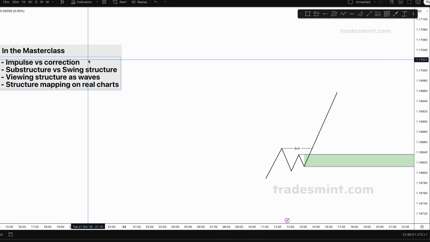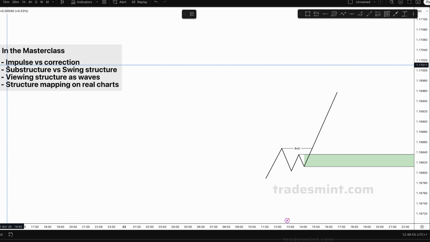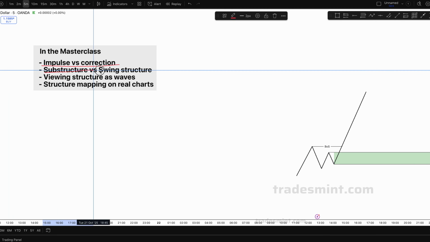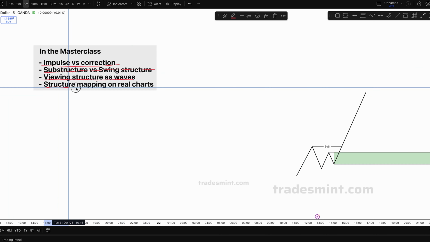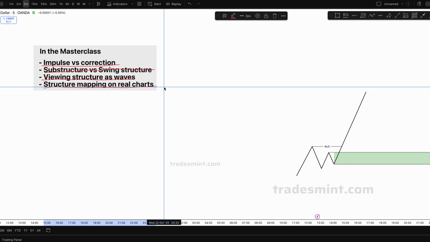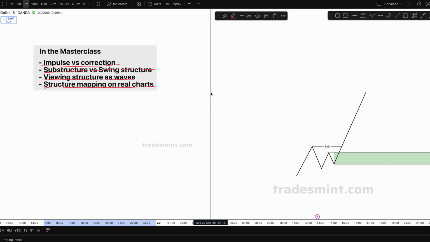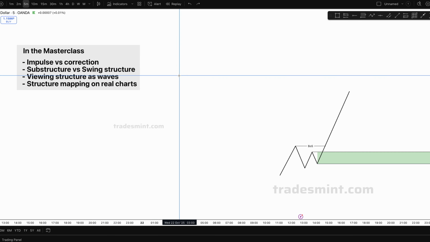Now, inside of the structure masterclass attached to this video, we'll go deeper into impulses and corrections, substructure and swing structure, viewing structure as waves, and structure mapping on some real charts so you can see how it looks in a real market. Of course, these will be elaborated on as well as we move through the program, but this masterclass is highly recommended, okay?